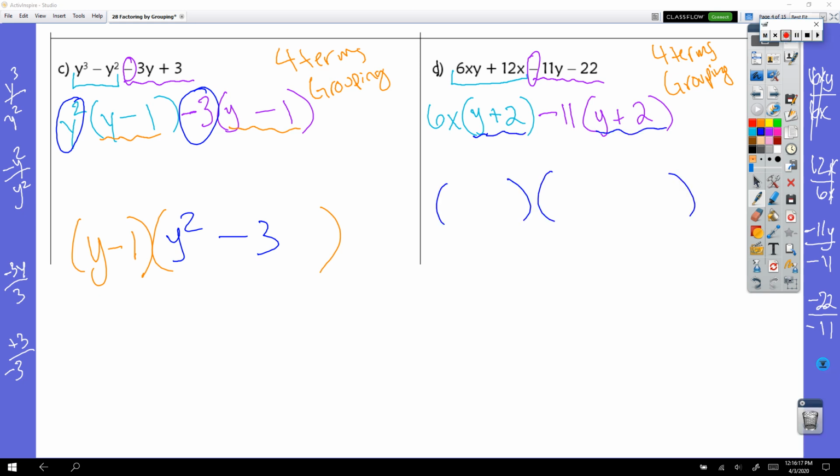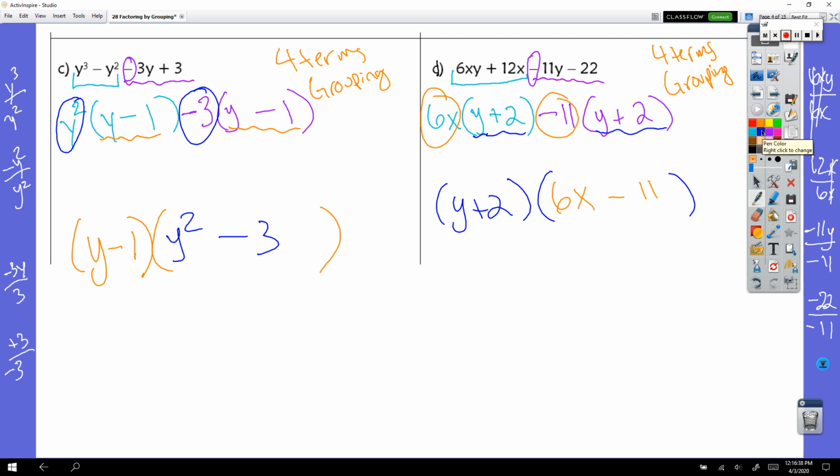So our GCF from the second step is the y plus 2. So I'm going to put the y plus 2 in the front parentheses. And then the portion that's left over when we take out that y plus 2 is the 6x from the first and the negative 11 from the second. And so we've got our factoring.